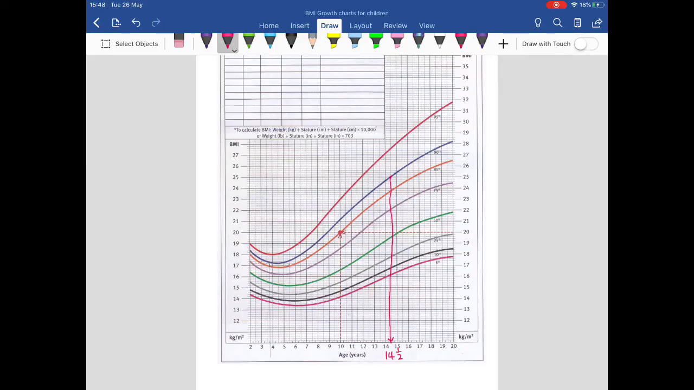I could also ask you, what would the average 9-year-old's BMI be? So I would go along till I get to the average, which is the green. So an average 9-year-old's BMI should be 16. And remember, the BMI formula was mass in kilograms over height squared.